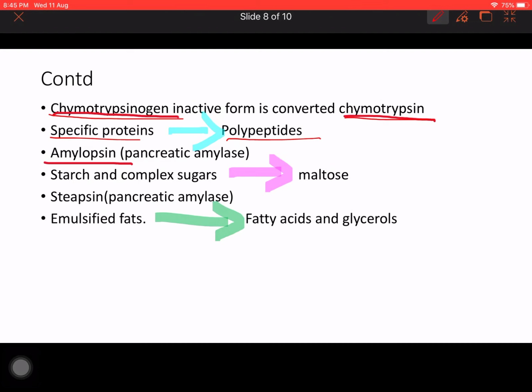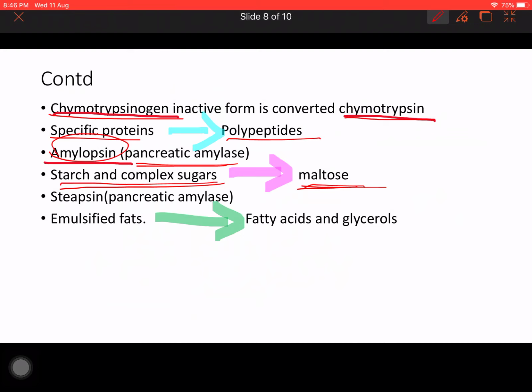Next comes amylopsin. It is a pancreatic amylase. There is a certain difference. The previous two were pancreatic proteases acting on proteins. But this is an amylase which acts on starch and complex sugar and breaks them down into maltose. Is it clear? The medium is alkaline and the enzyme working is amylopsin. So amylopsin acting on starch and complex sugar converts them to maltose.